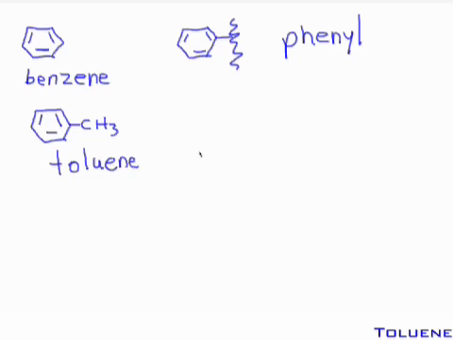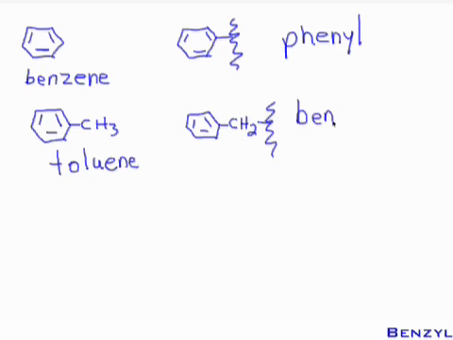Now, what happens if I attach a toluene through its CH2 to a long chain? That is, I pulled an H off the methyl and I attach it to a long chain. Well, guess what? You might have thought phenyl was going to be called this, but this group is called a benzyl, and you must memorize that.